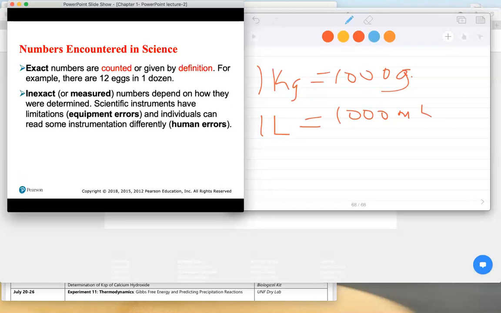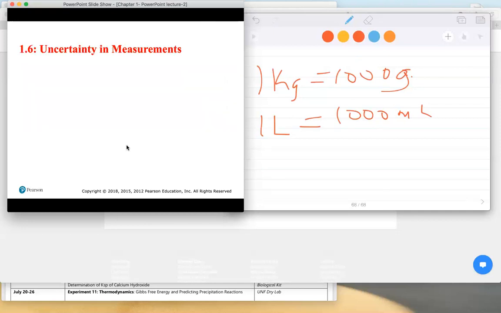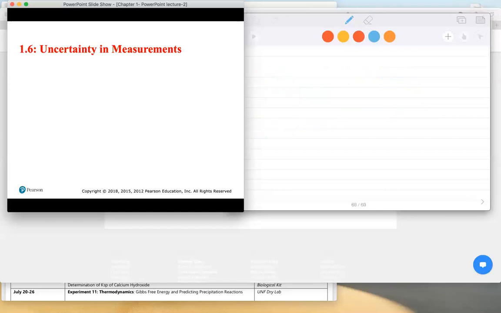There are some numbers obtained from measurement, from measured values. They have some degree of uncertainty. They are inexact because they are measured, and quite often there are errors. Maybe the instrument is not calibrated. How you read the meniscus on a graduated cylinder can affect your final value. So they are not exact values. All measurements have some degree of uncertainty.